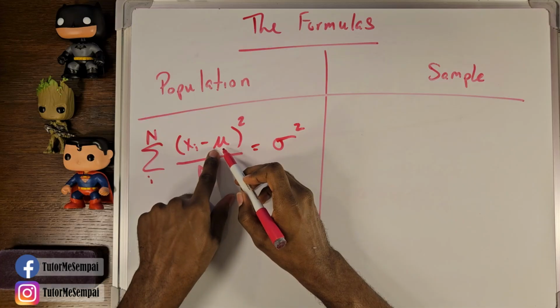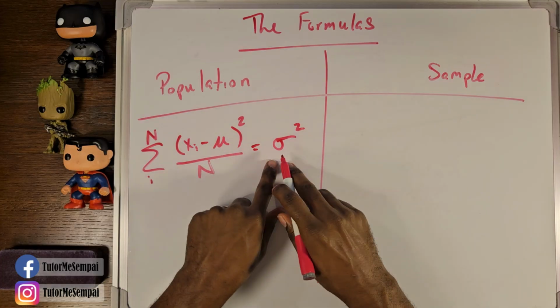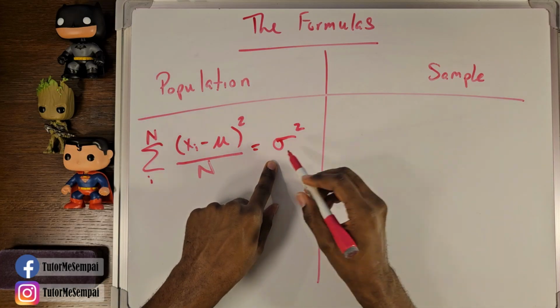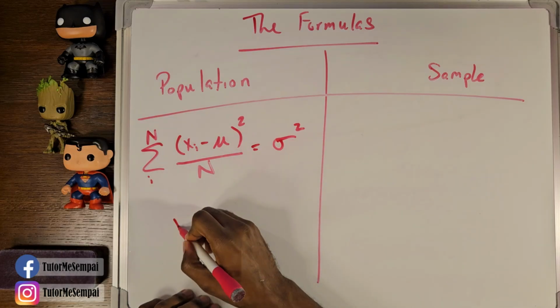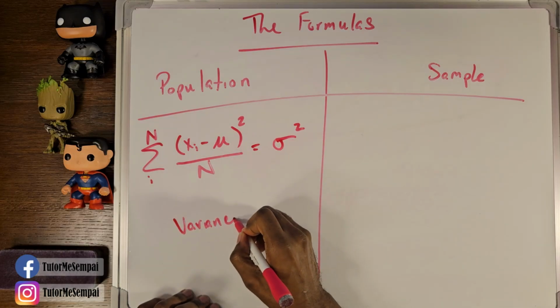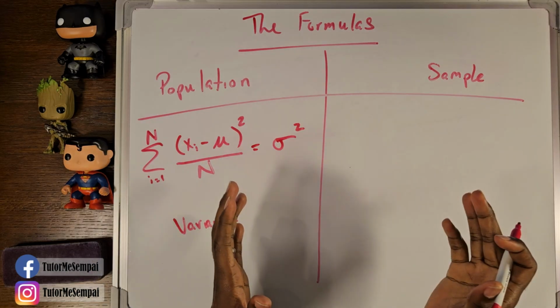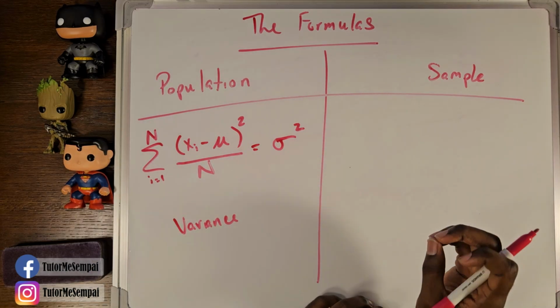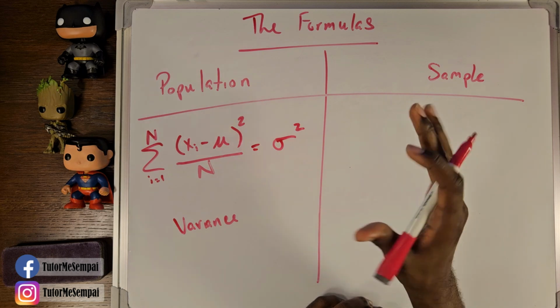So this is your mu. That's going to be your population mean. And this is going to be your sigma squared. Sigma squared is your variance when you're dealing with a population. However, if you're trying to find your sample variance, it's a similar formula, but a little different.